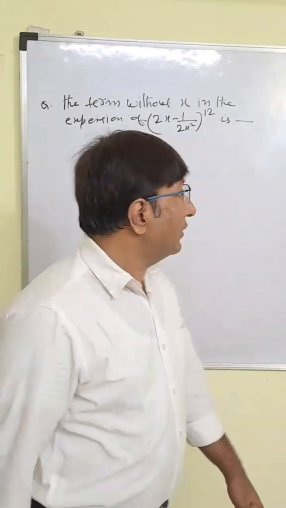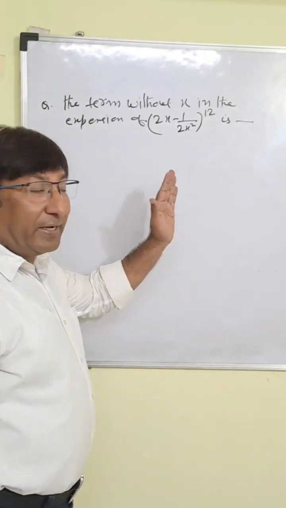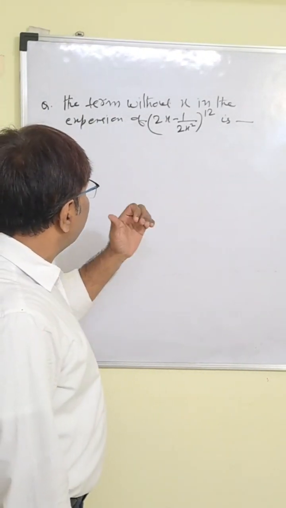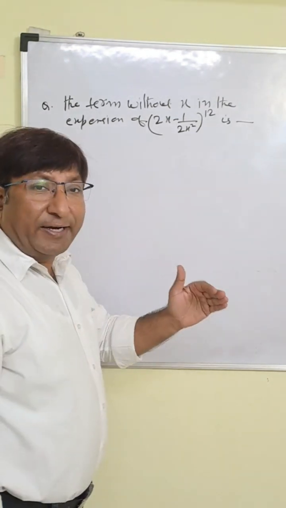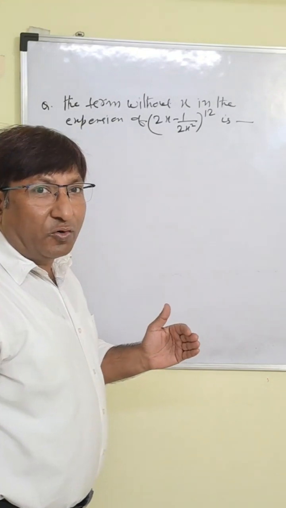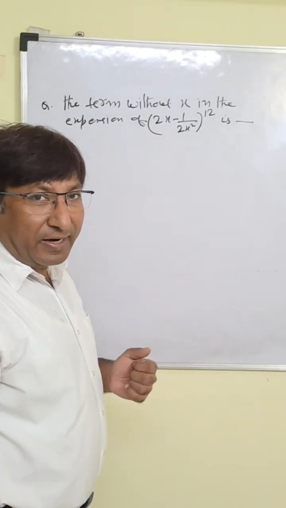Let us see the next question. Question is, the term without x in the expansion of this is what? So for this type of question, the simple technique is what? First you find the general term, and then just equate the coefficient of x equal to 0. You will get your right answer.